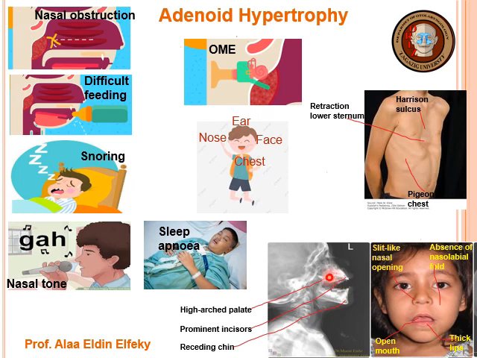Then high arched palate due to loss of molding and adaptation of the tongue on the palate during its growth. Then overcrowded and prominent incisor teeth. Finally, the receding chin or receding lower jaw due to loss of the negative intrabuccal pressure.